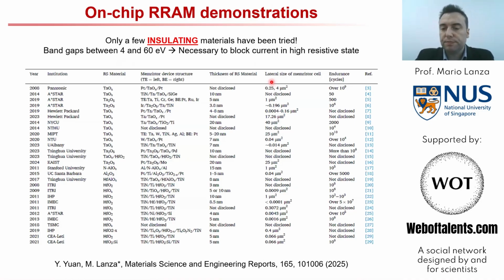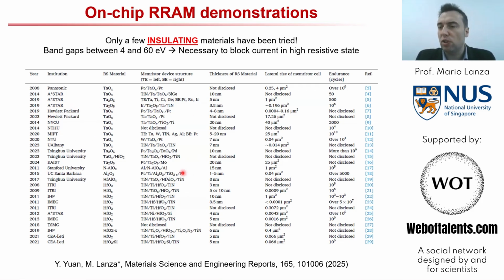So in this domain, we have made a literature review to understand what are the materials that have been employed for this type of memristors. And most of them are insulating materials with band gaps normally higher than 4 electron volts. But in fact, not many materials have been tried. Normally the industry has tried a few metal oxides.